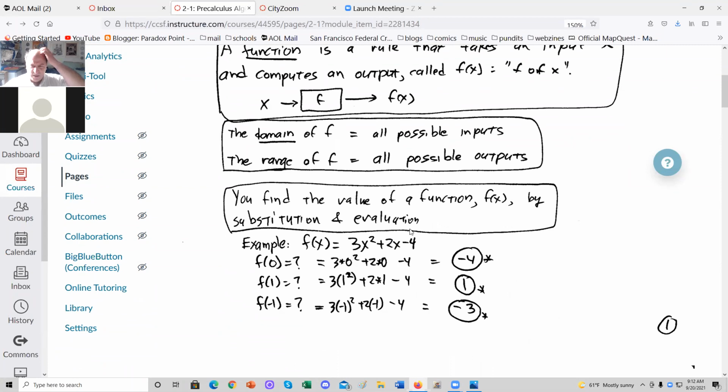For example, f of x equals 3x squared plus 2x minus 4. What's f of 0, what's f of 1, and what's f of negative 1? Well, for f of 0, you put a 0 in for x. 3 times 0 squared plus 2 times 0 minus 4. After a bit of arithmetic, that comes out to be negative 4. F of 1, you put in a 1 for x. 3 times 1 squared plus twice 1 minus 4. Arithmetic gives you 1. F of negative 1 is 3 times negative 1 squared plus twice negative 1 minus 4. That gives you negative 3. Okay.